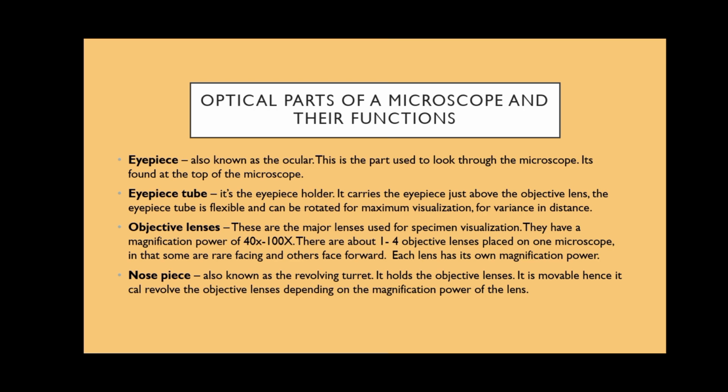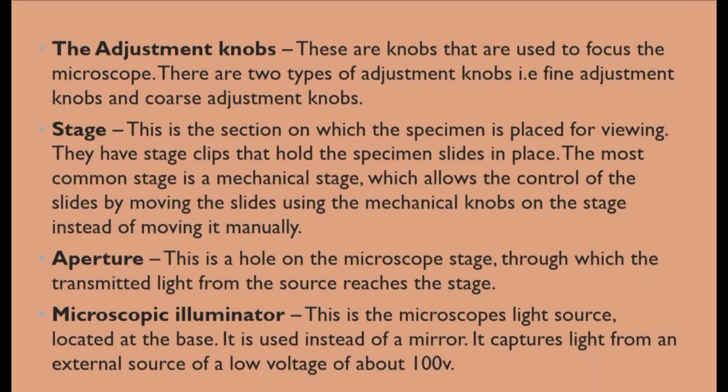Number 4 is the nose piece, also known as the revolving turret, and it holds the objective lenses. With its movable hands, it can revolve the objective lenses depending on the magnification power of the lens. Number 5 is the adjustment knob. These are knobs that are used to focus the microscope. There are two types of adjustment knob. First is the fine adjustment knob and the coarse adjustment knob.